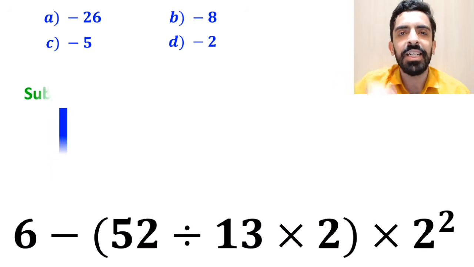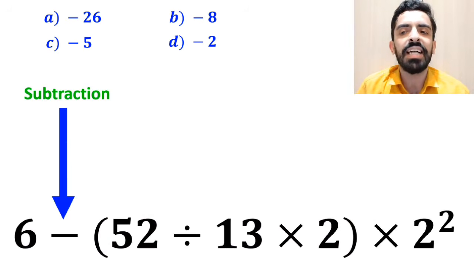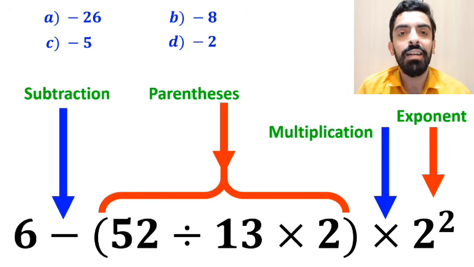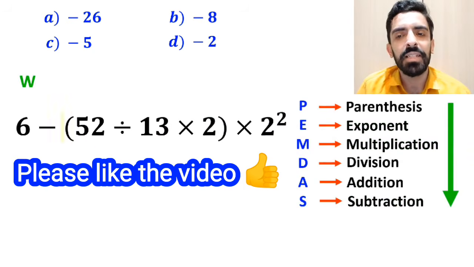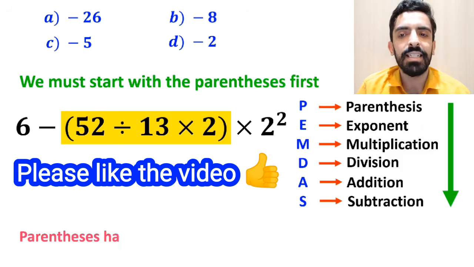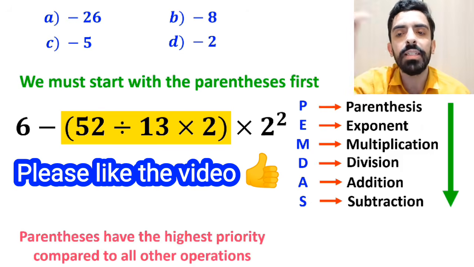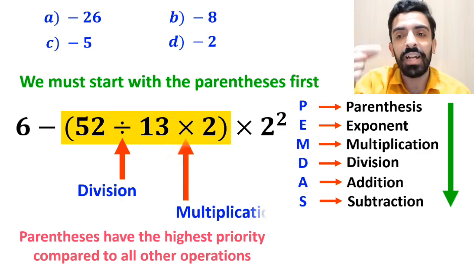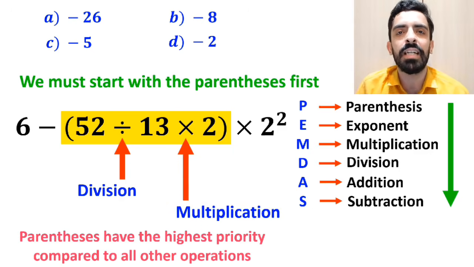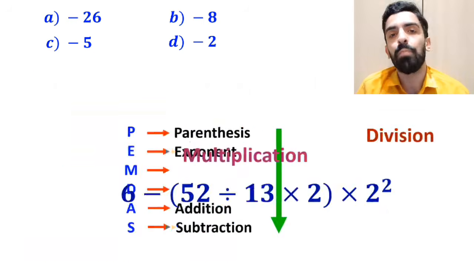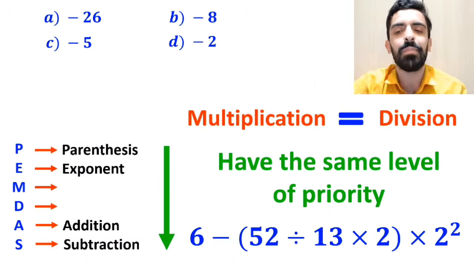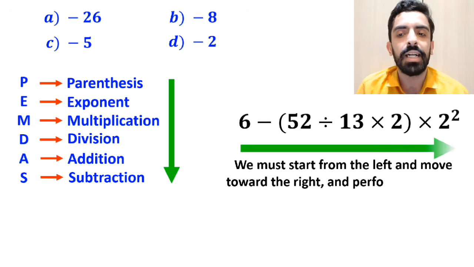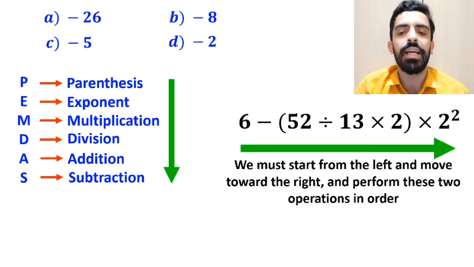Okay, as you can see in the image and in this expression, first we have a subtraction sign, then parentheses, after that we have a multiplication sign, and finally an exponent. We must start with the parentheses first because parentheses have the highest priority compared to all other operations. Inside the parentheses, first we have a division sign and then a multiplication sign. It's very important to remember that multiplication and division have the same level of priority. In this situation, we must start from the left and move toward the right, performing these two operations in order.